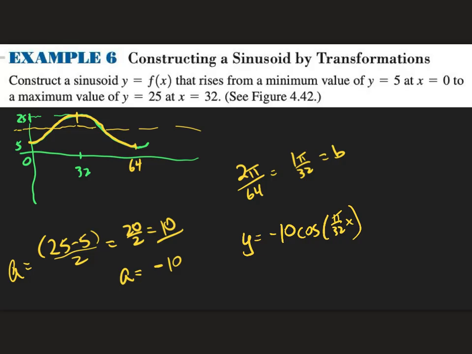If our amplitude is 10, subtract 10 from 25, or add 10 to 5, and you get 15. And that's our vertical shift up.